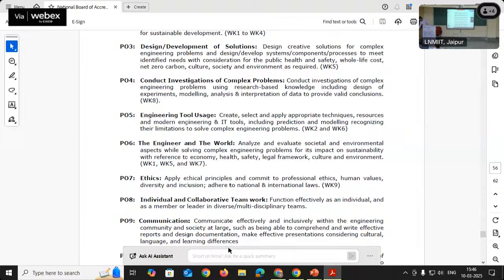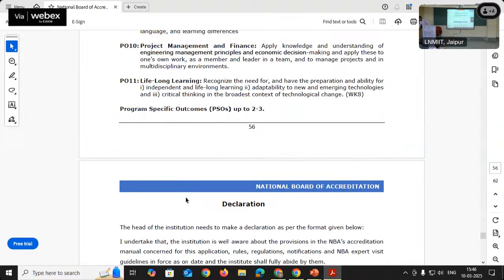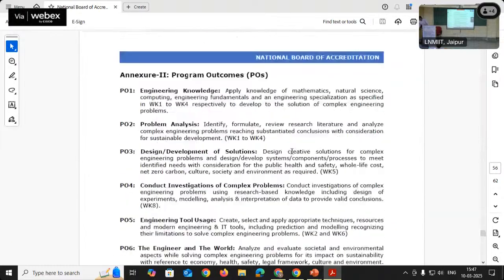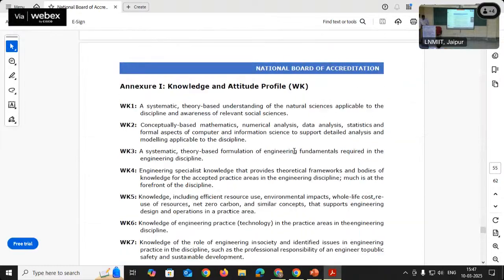So this is the news, sir. You can see, PSO, I think they are asking for 2 to 3. You might have already prepared this. Oh. So any other questions? Otherwise, we can stop.